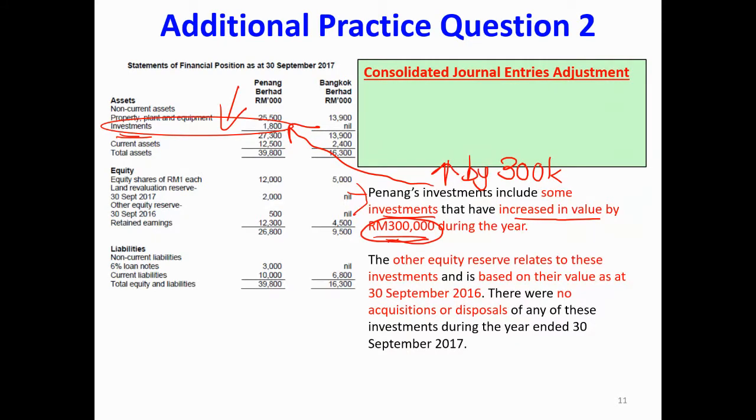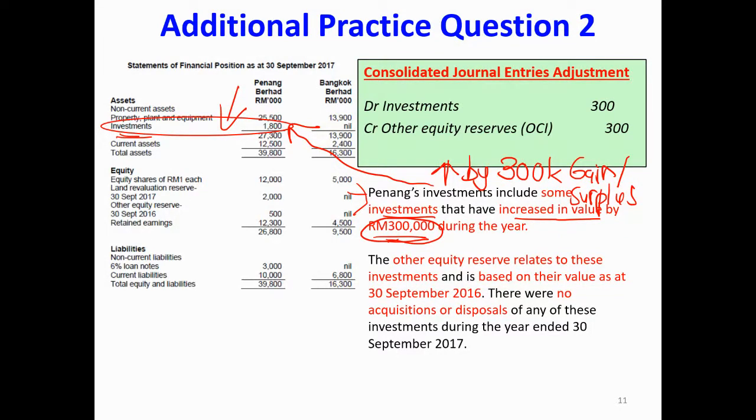And then he even mentioned debit investment, credit equity reserve. Very good, Ewan. That is the answer. You credit equity reserve. Why? Because this 300K, your investment increase, right? This will be a gain or a surplus to the company. So in year 2, you already learned how you take into account this gain or surplus. You credit revaluation reserve. So this question here, they call it the revaluation reserve. They call it other equity reserve. If you look at the equity, you can see other equity reserve. So what you do is you credit other equity reserve 300K.